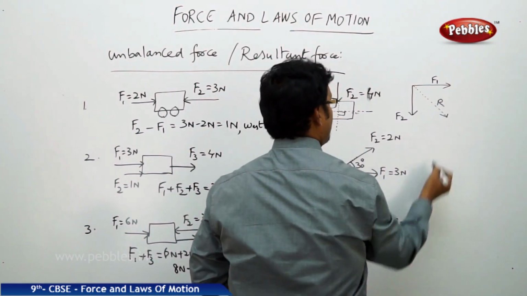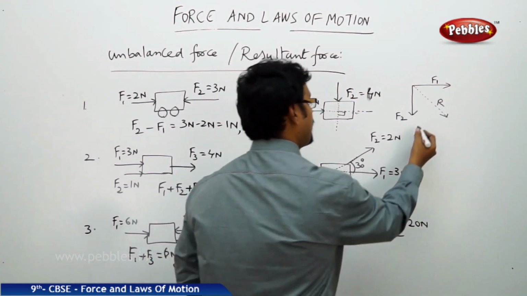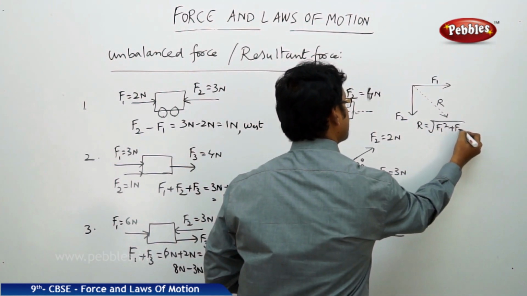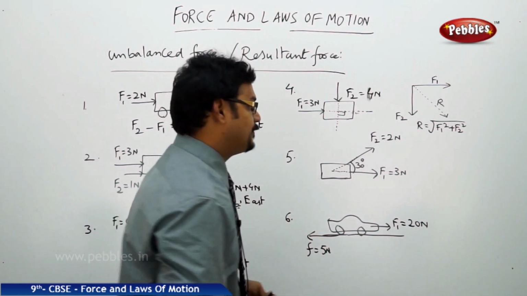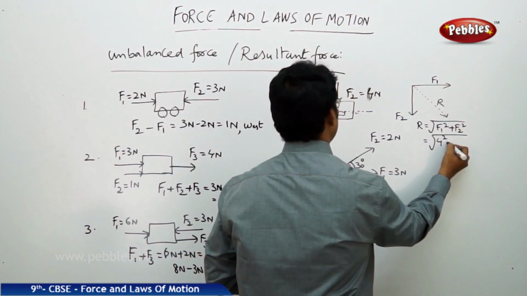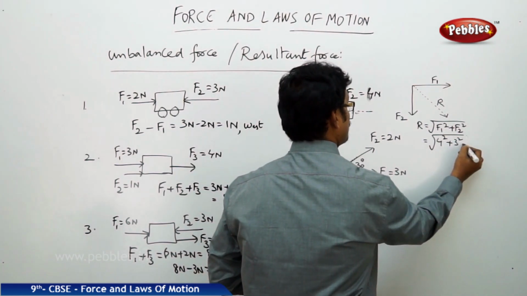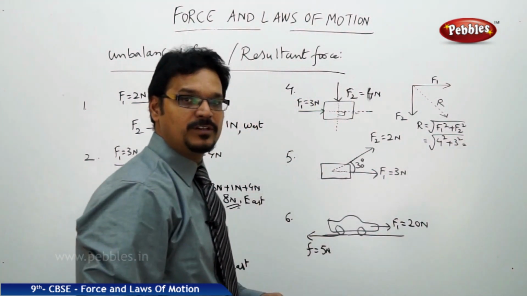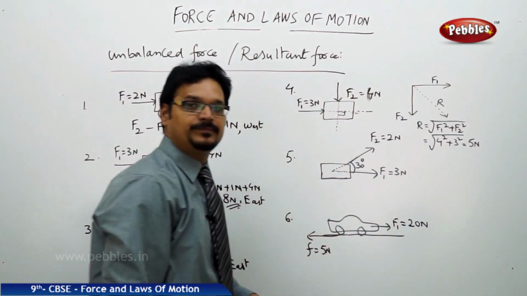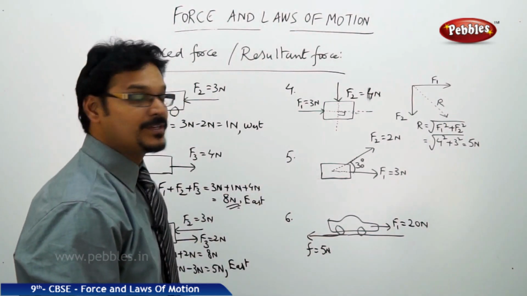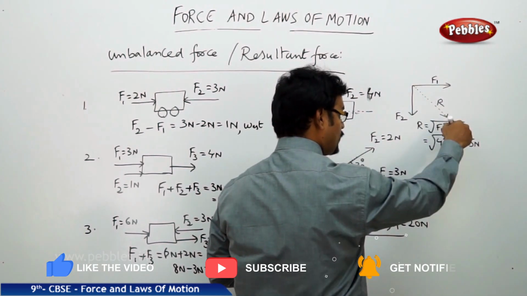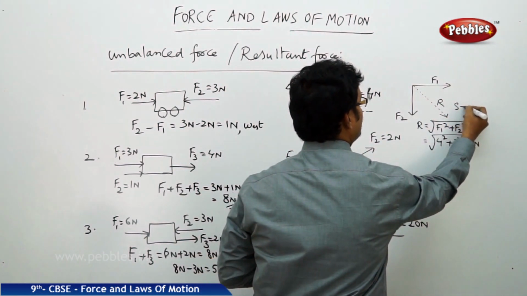Resultant force R. To find the resultant force, R equals root over F1 square plus F2 square. Pythagoras theorem. If you apply it here, F1 square is 4 square, F2 square is 3 square. So that is 16 plus 9, which is 25, root 25, and the answer is 5. 5 Newton is the resultant force. And what is the direction? It is south east. So it is southeast.